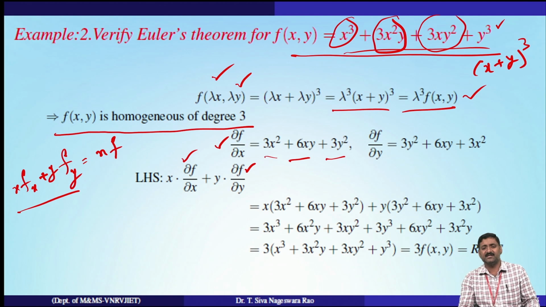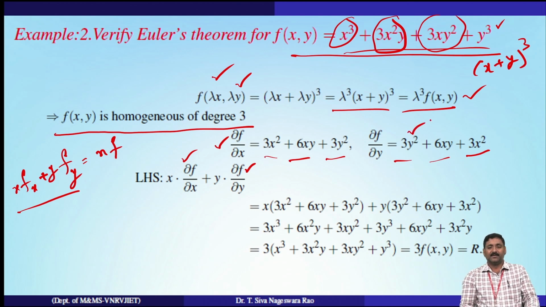Similarly, we will apply partial derivative to f with respect to y. So, x cube derivative becomes 0. And for the remaining expressions, the derivative of 3x square y with respect to y is 3x square. The derivative of 3xy square with respect to y is 6xy. The derivative of y cube is 3y square. So these are the first order partial derivatives.